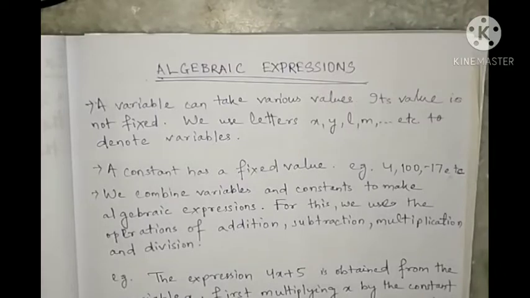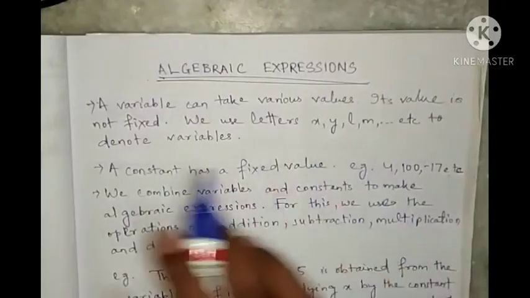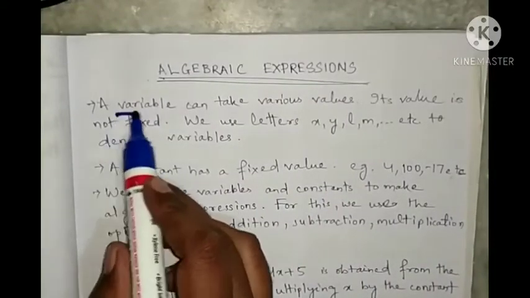In 6th class you have studied about algebraic expressions. So how do we express an algebraic expression? In an algebraic expression we have some variables and some numbers, meaning we are using alphabets and numbers. Variables are expressed in alphabets like a, b, c, d. A variable can take various values. Its value is not fixed, that's why it is known as a variable.